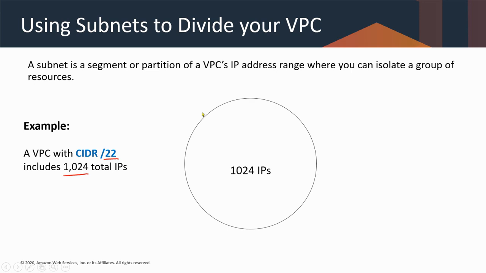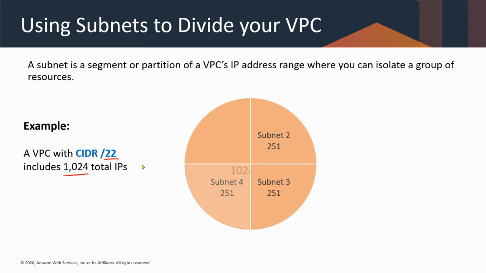Great. Now, if we started to break that large VPC into smaller subnets, or if we use the analogy of the school again, break the school into smaller classes, then each class can have, in that case, about 256 IP addresses.